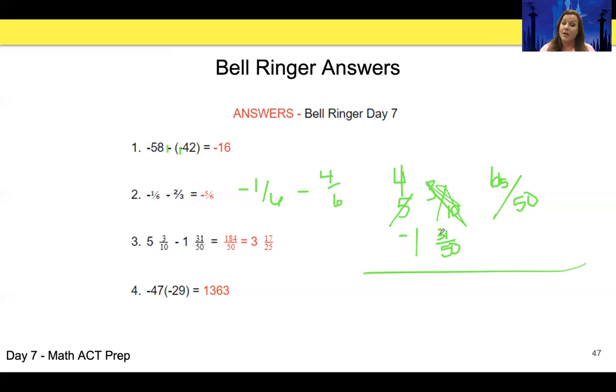So 65 minus 31 is going to give us what? 34/50s. 4 minus 1 is 3. This can be simplified. Put it in your calculator. 34 divided by 50. Make sure you hit the fraction, and it simplifies to 3 17/25. The other way is you could have converted both the numbers to improper fractions with a common denominator and then converted. Negative times negative is a positive, so 47 times 29, 1,363.